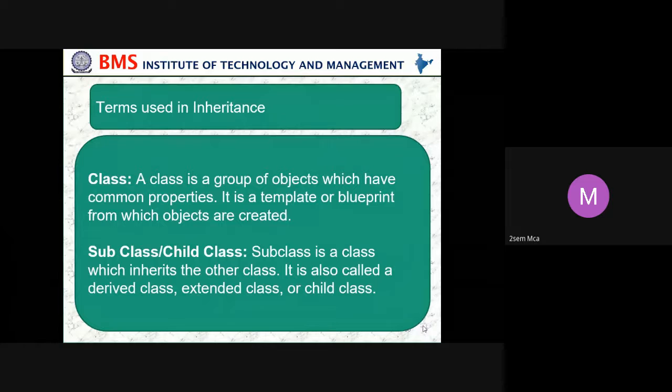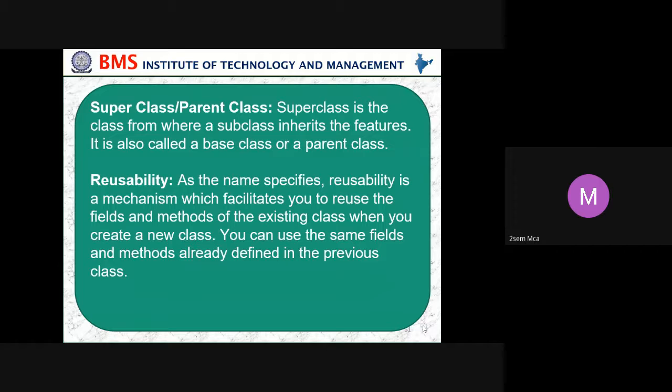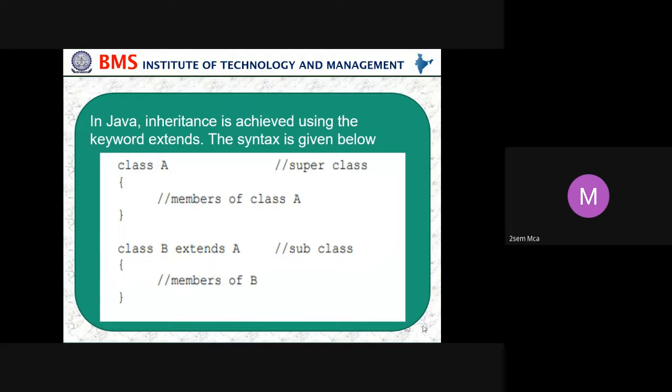And we have seen some terminologies in inheritance: class, subclass, superclass, reusability. These are the four terms which we have to remember when we talk about inheritance. Then we have seen the syntax of an inheritance program. How should the inheritance program be? We can see here class A, in that this is a member, and class B, and we should know that extends should be used whenever we are using inheritance. Whenever we want to access the properties of the base class in the derived class, we use the keyword called extends.